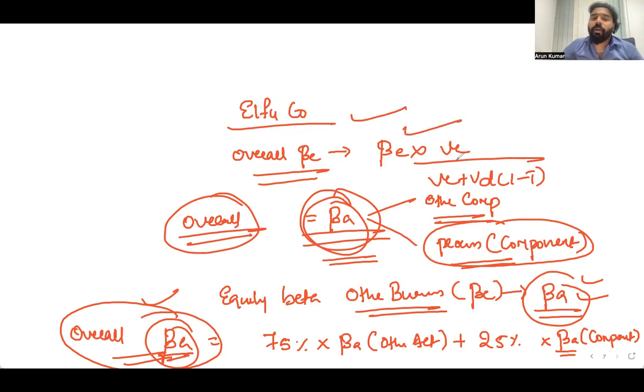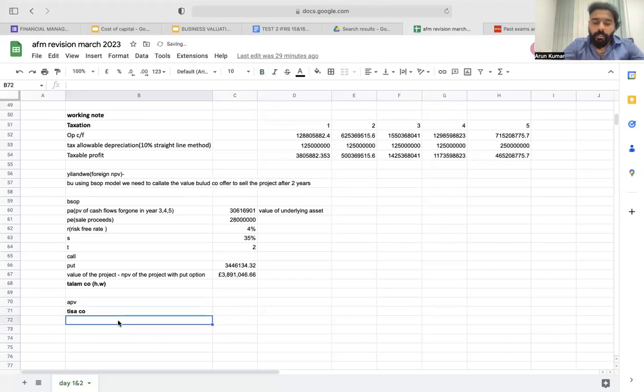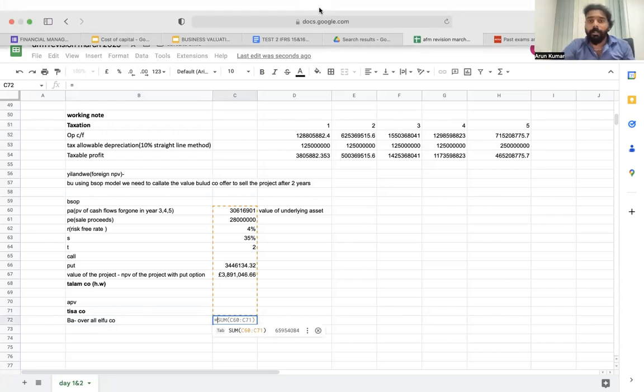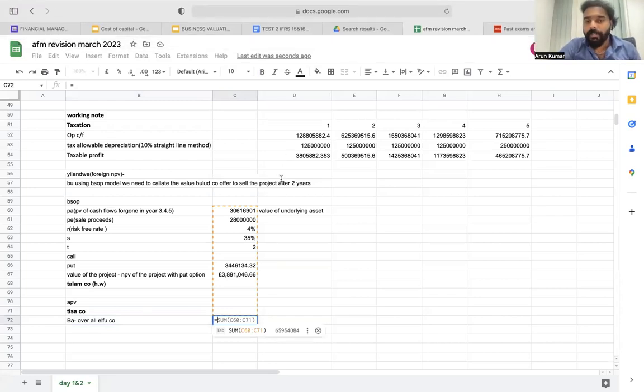First of all, we'll calculate the overall beta A. How will you calculate the overall beta A, guys? Using the formula, we need to find the beta A of the overall ELFO company. So what data do we need? We need the data of equity beta. How much is the equity beta?